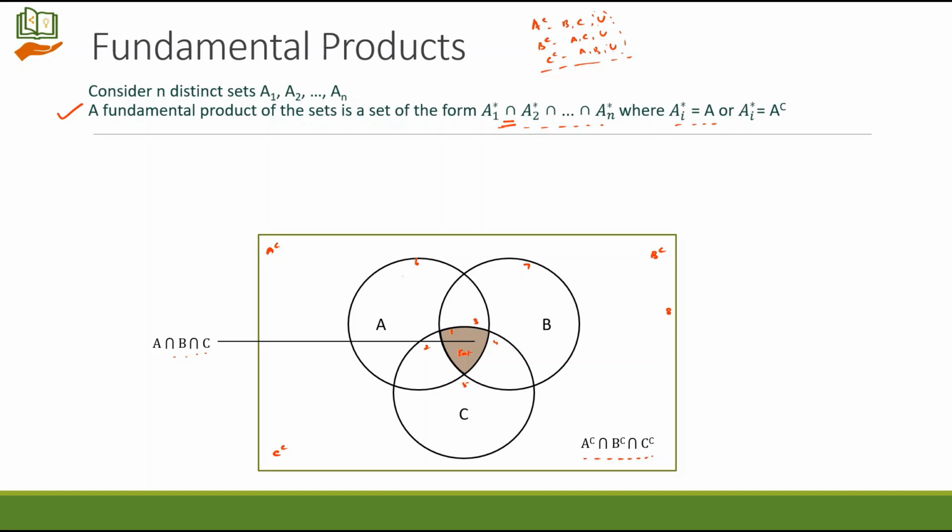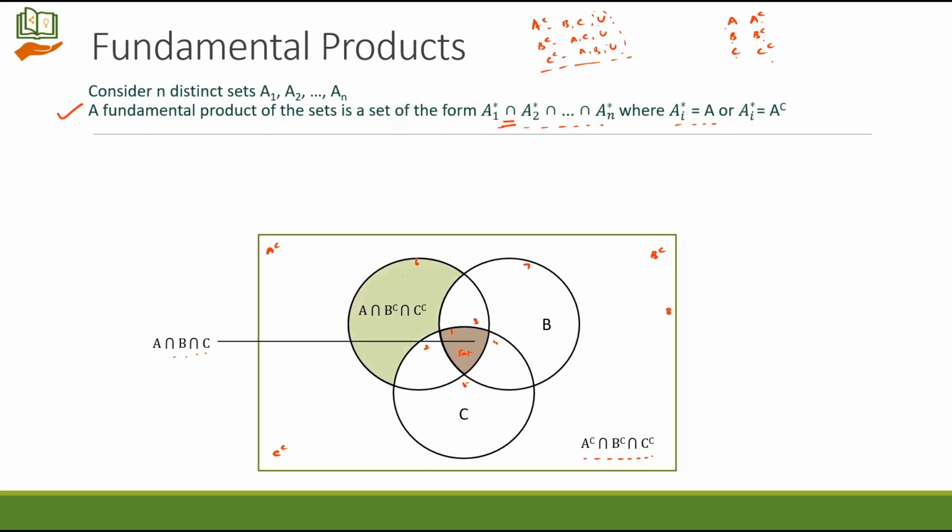But how is this intersection applied? It should either be applied to set A, B, C or to A complement, B complement, C complement. So using only these 6 variables, we will be able to use the intersection operation to represent all the 8 regions. Now if I start telling you the other regions, you can understand this in a better way.